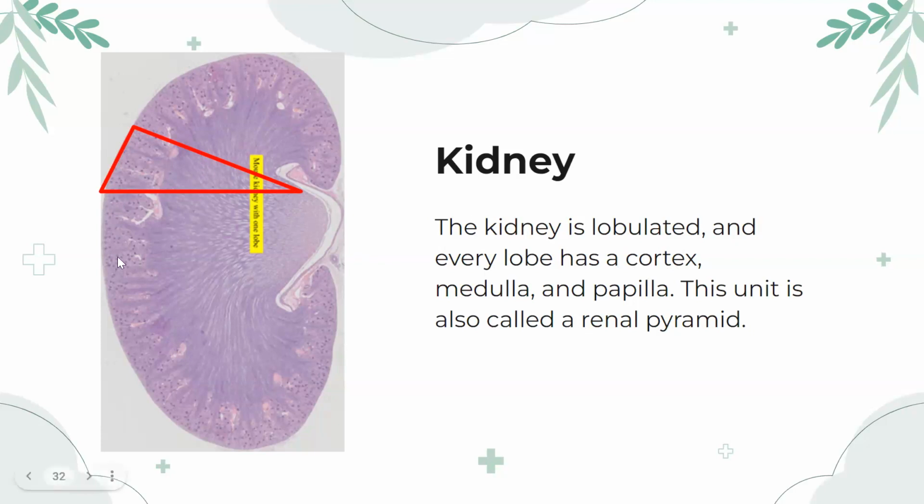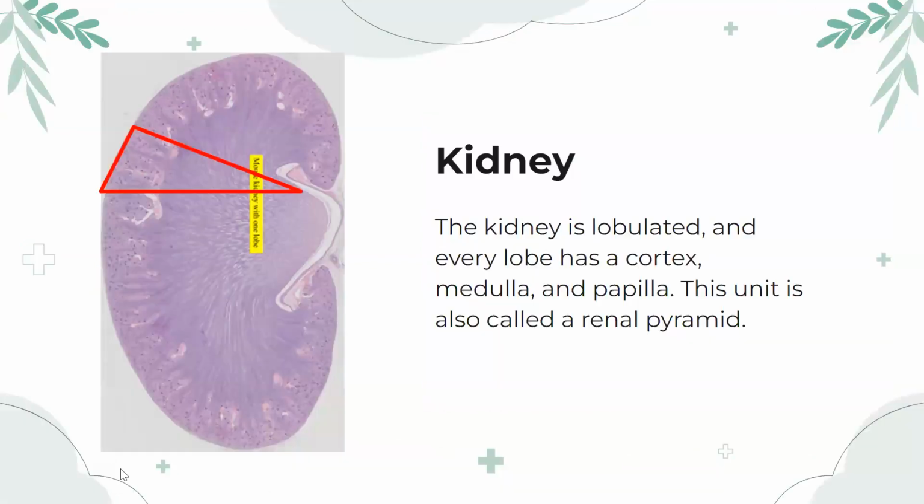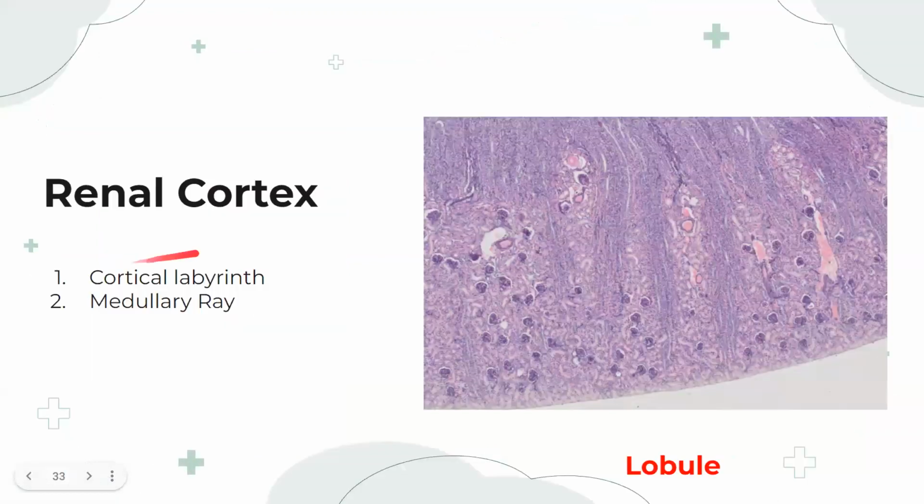Something also important to note here is that the cortex is very easily distinguishable from the medulla because of the differences in color and texture. But we'll talk about that in a bit. Okay, renal cortex. Let me turn on my laser pointer. If we were to take this cortex and zoom into it, this is the cross section that we would have. The renal cortex is comprised of two main things: cortical labyrinths and medullary rays.